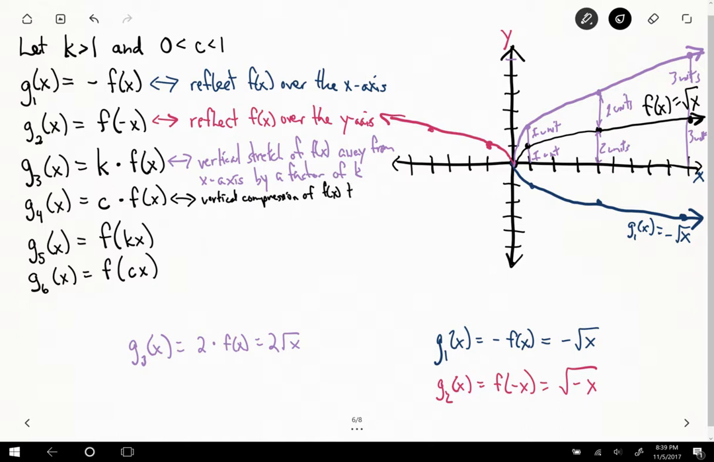Of f of x toward the x-axis by a factor of c.